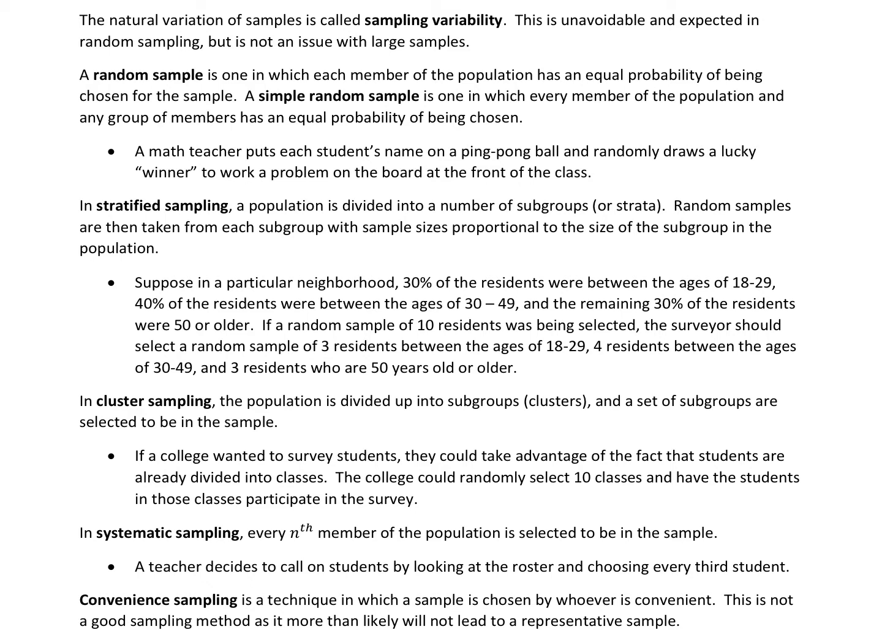As an example, suppose in a particular neighborhood, 30% of the residents were between the ages of 18 and 29, 40% were between the ages of 30 and 49, and the remaining 30% were 50 or older. If a random sample of 10 residents was being selected, and the surveyor wanted to use stratified sampling, then he should pick 3 residents from the first age group, 4 from the second age group, and 3 from the last age group. So stratified is breaking it down into subgroups and then choosing a proportional amount from each group.